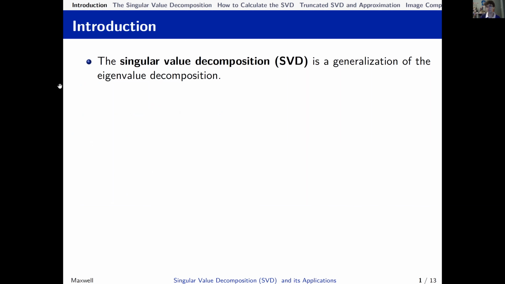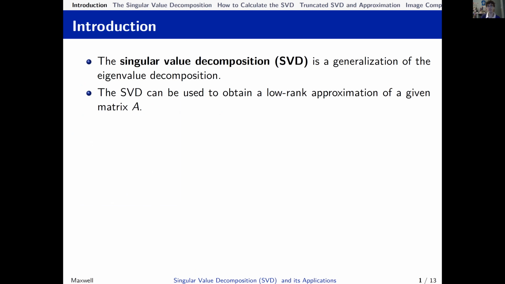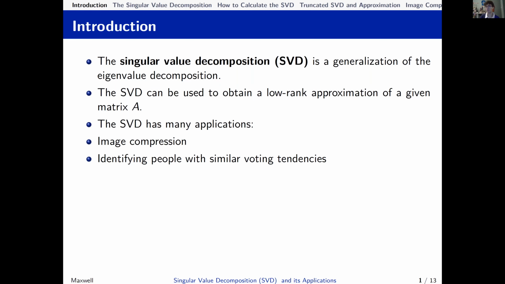It's a generalization of it because the eigenvalue decomposition can only be performed on square matrices with full rank, but the SVD can be performed on any matrix. We're interested in the SVD because it can obtain a low rank approximation of any matrix. And because of this, it has many applications that I already mentioned, image compression and identifying people with similar voting tendencies.